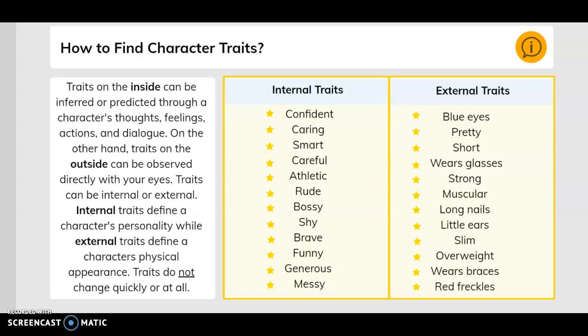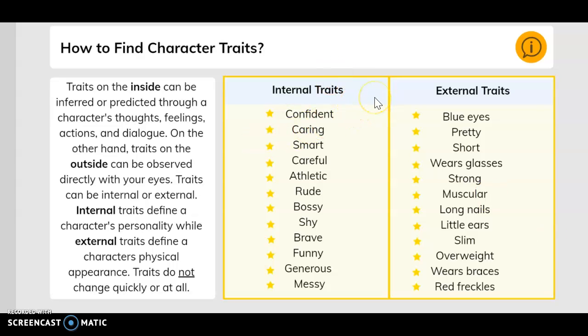How to find character traits. Traits on the inside can be inferred or predicted through a character's thoughts, feelings, actions, and dialogue. On the other hand, traits on the outside can be observed directly with your eyes. Traits can be internal or external. Internal traits define a character's personality, while external traits define a character's physical appearance. Traits do not change quickly or at all.